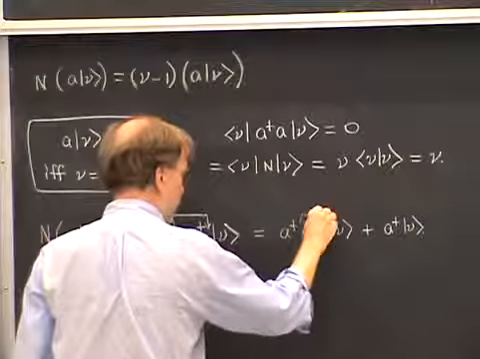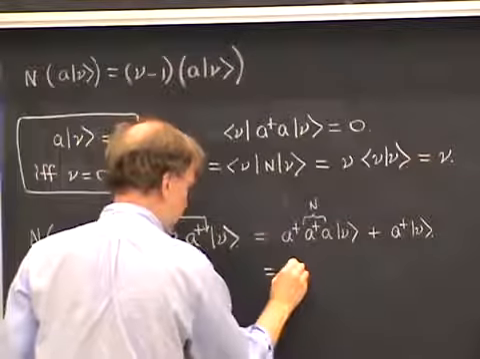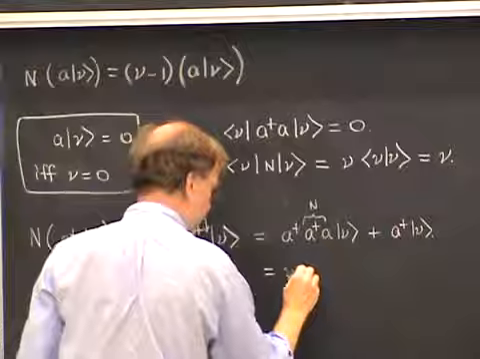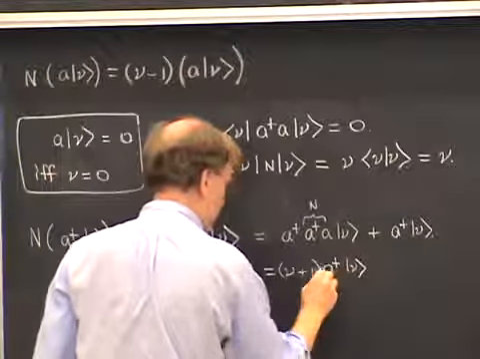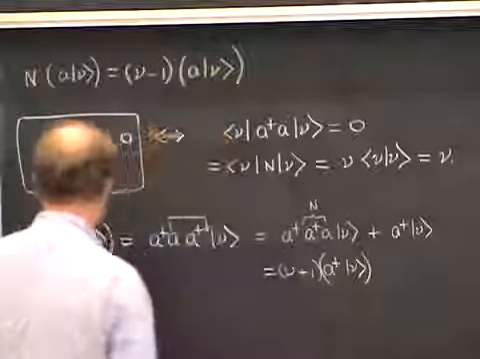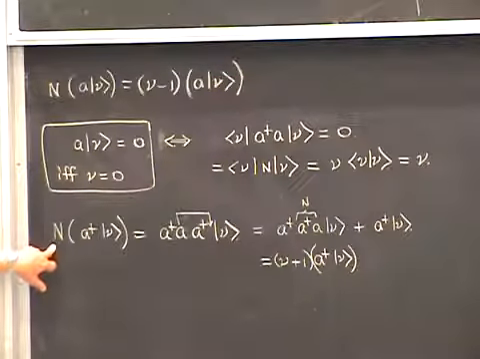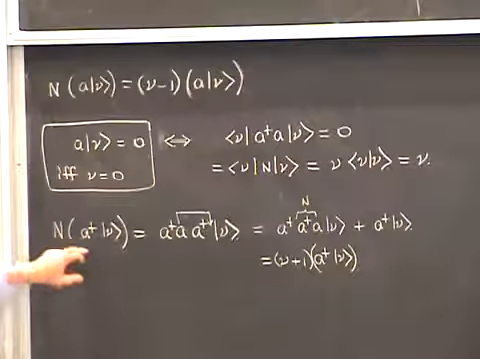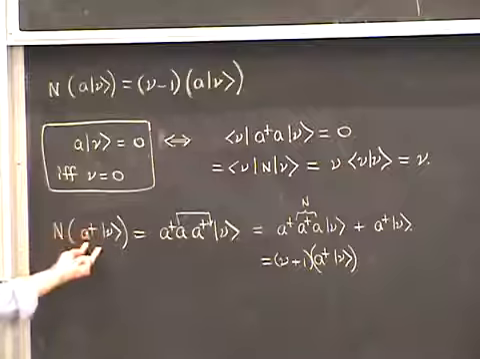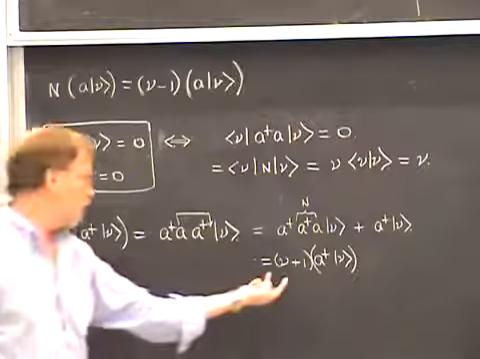Again, these factors are n acting on nu brings out nu, and the result is that it's nu from this term and 1 from this term, nu plus 1 times A dagger acting on nu. So now we have the statement that nu is an eigenstate of the number operator with eigenvalue nu. When we apply A dagger to it, we get a new state, which, if it does not vanish, is an eigenstate of n with eigenvalue nu plus 1.